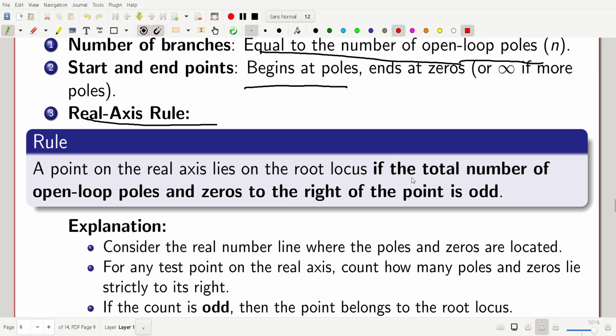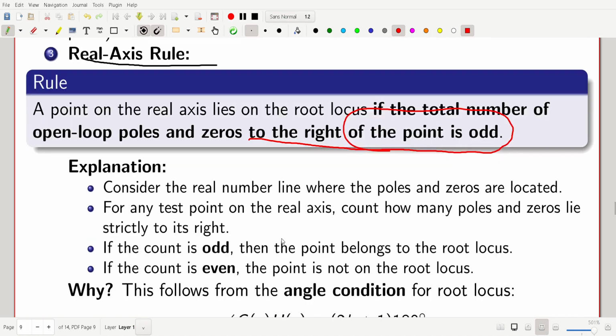If the total number of open loop poles and zeros to the right of the point is odd. Okay, that's very important, because the conditions of the root locus are the magnitude condition and the phase condition. The magnitude condition we will explain later. I think in an upcoming slide it will be there.